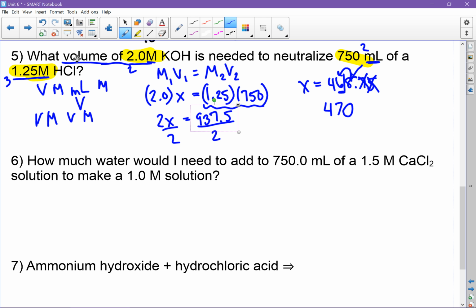Last thing is you were solving for a volume. Volume has the option to be either milliliters or liters. You just need to look for the clue in the question. Because there were milliliters in the question, we're going to put milliliters on our answer. And that's it.